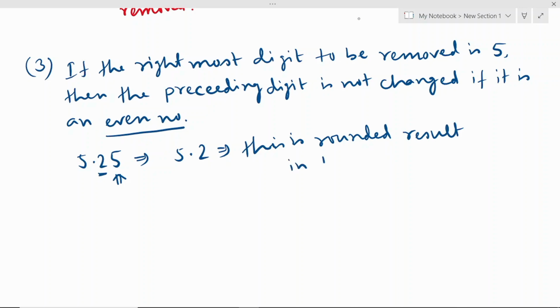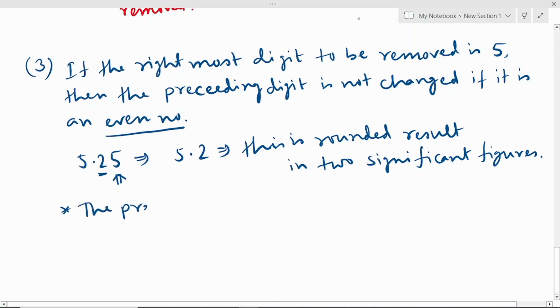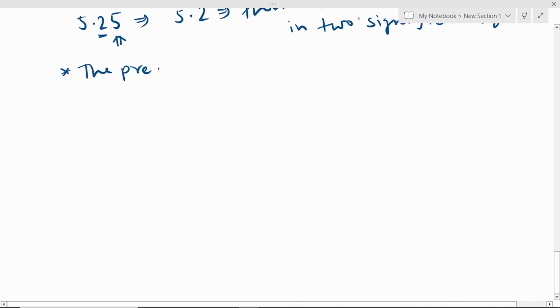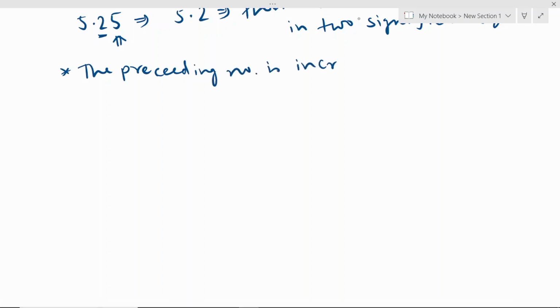In 2 significant figures, the preceding number is increased by 1 if it is an odd number.